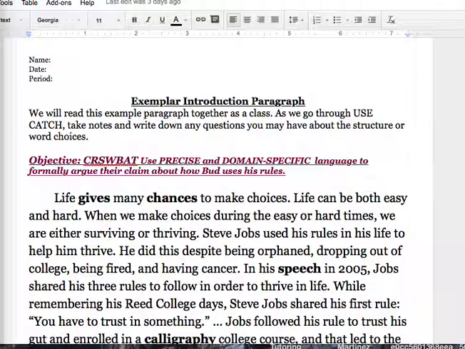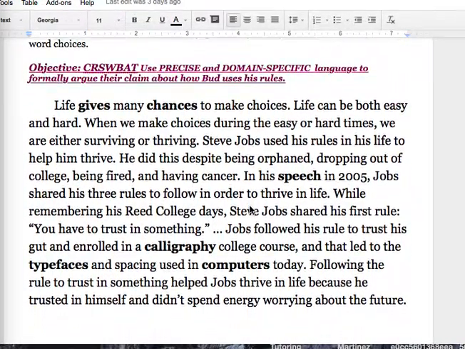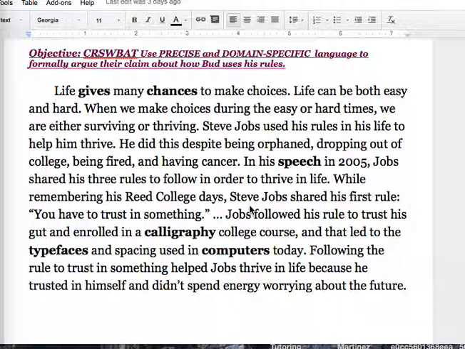All right, so now let's take a look. Ignore the directions because I'm going to go ahead and read this to you, and then you're going to have some time on your own to work on your paragraph. You can always come back and steal things from this, but please do not copy it word for word, because you're writing about Bud, Not Buddy instead of Steve Jobs' speech. All right, here we go.